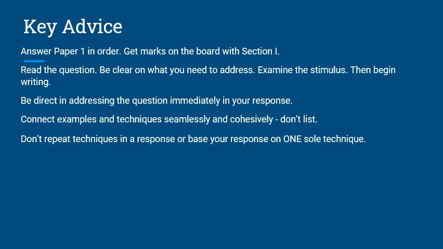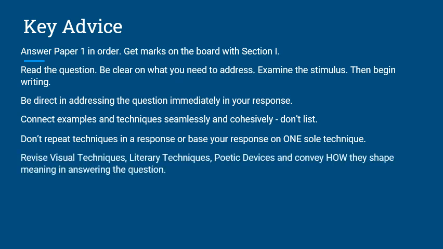Use a variety of techniques within your short answer responses, and do not base your response on one sole technique. So if you need to go back and revise your visual techniques, your literary techniques, your poetic devices, and convey how these shape meaning in answering the question. It's important to look at all of these techniques and devices because you do not know what type of stimuli you're going to get for paper 1, section 1.